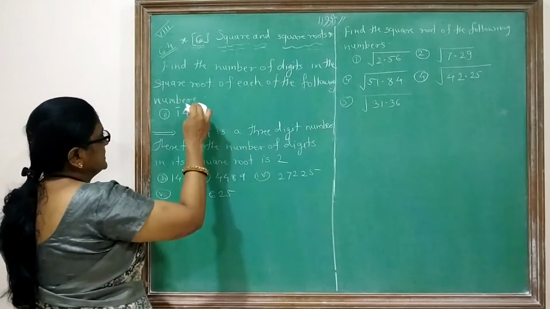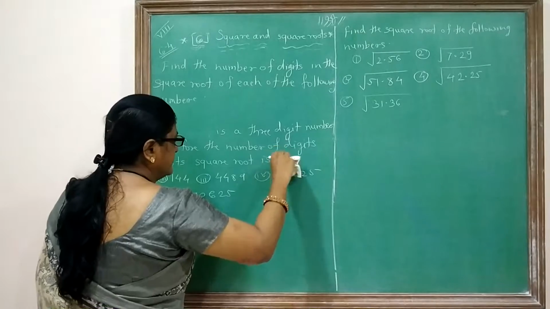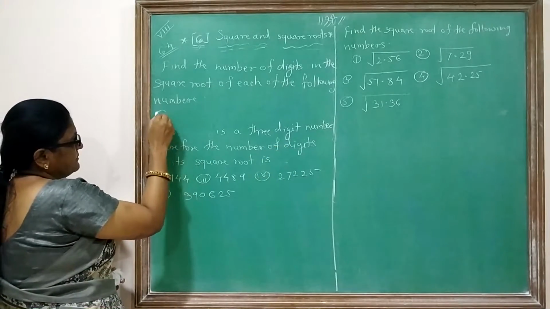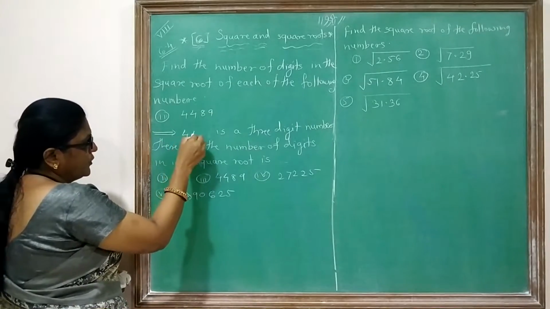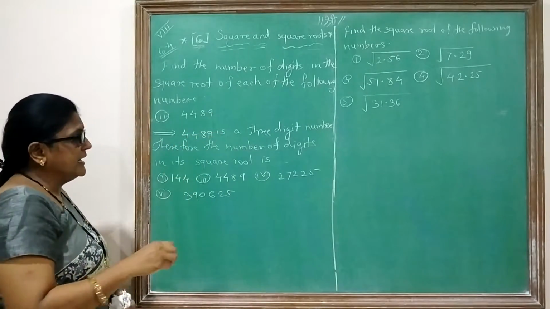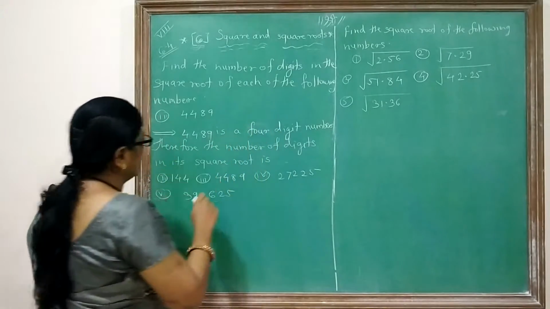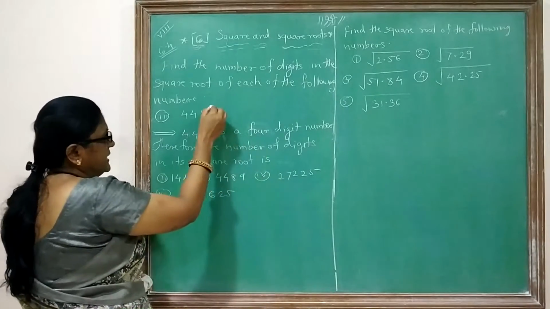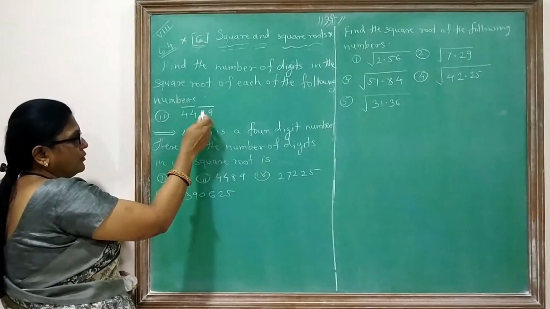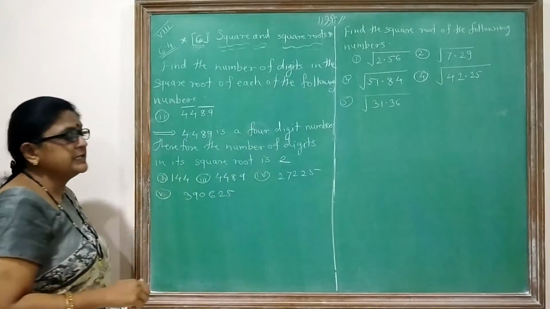Again you will see your next example, that is 4489. Then your third example is 4489. This 4489 is a 4-digit number, and therefore for the number of digits in its square root, make a pair, that is 2 and 2, which means this is one pair, this is the second pair, then its square root has 2 digits.